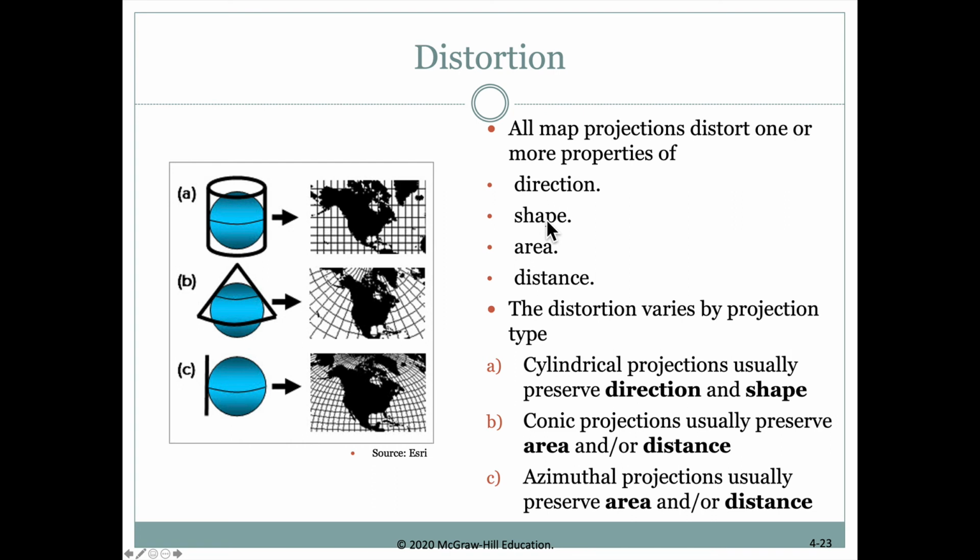We can have distortion in the shape of things on the map. We can have distortion in the areas of things on the map. And we can have distortion in the distance of things on the map. Usually a map projection at best can get one of these right. So you can have a map with no distortion in shape, but there might still be distortion in distance and area and direction. So cylindrical projections, they usually preserve direction and shape.